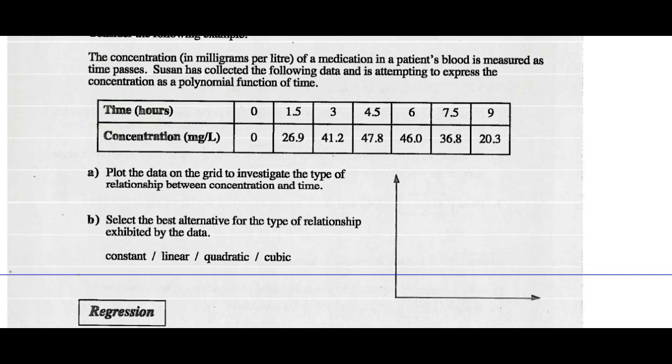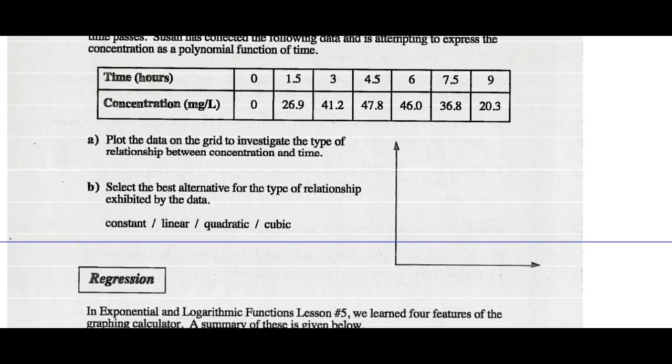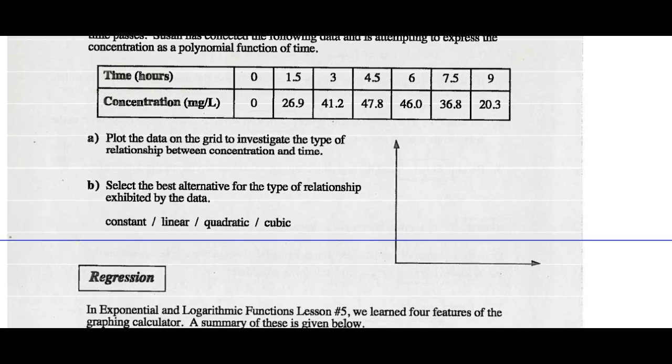So, let's go time 0. We'll put the time down here, and concentration over here. All right, so time 0, concentration 0, that's going to go right there. Time of 1.5 hours, concentration will be 26.9.